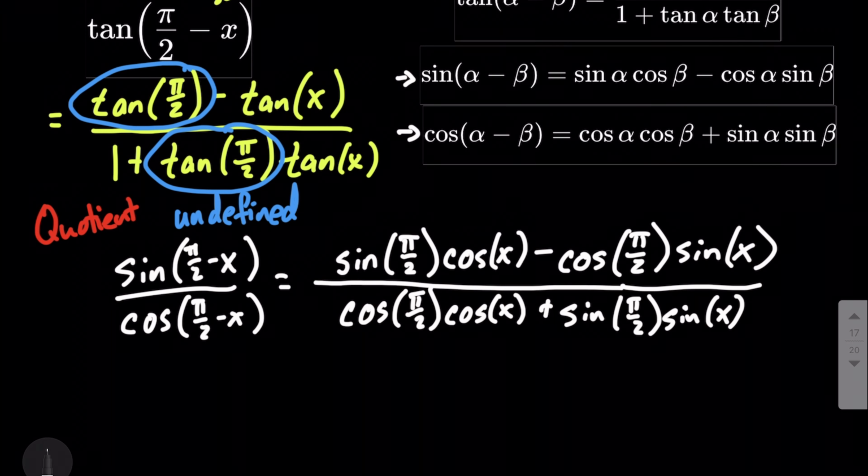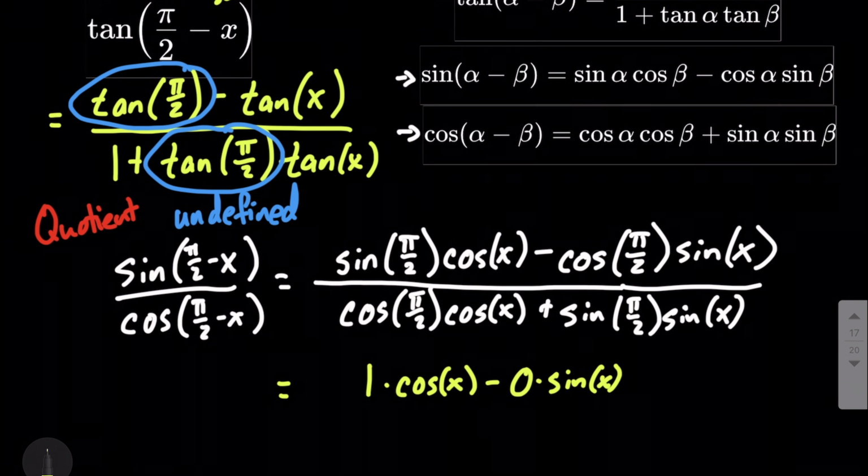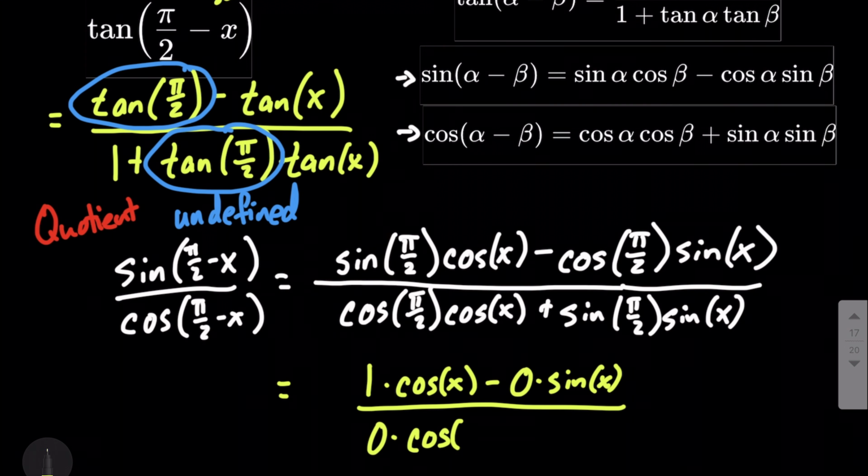And as we think about simplifying these down, I think we'll work out pretty nicely as we get going on this. We can evaluate sine of pi over 2 is 1 multiplied by cosine of x, minus, well, cosine of pi over 2 is 0 multiplied by sine of x, all over, again, cosine of pi over 2 is 0 multiplied by cosine of x, plus sine of pi over 2, which I should get rid of, my apologies. We're going to replace sine of pi over 2 with 1 multiplied by sine of x.